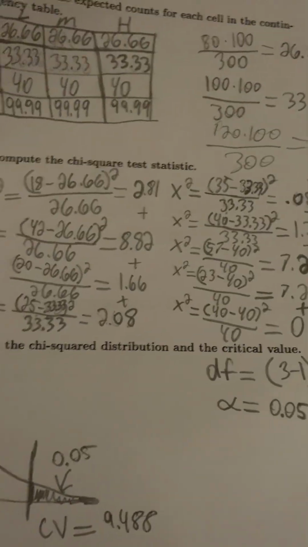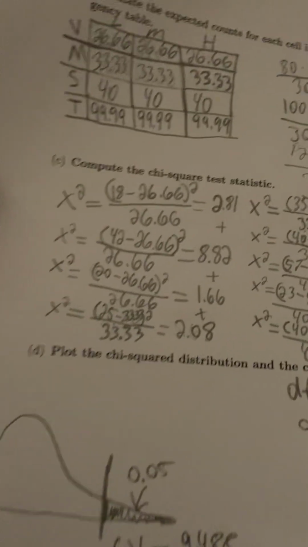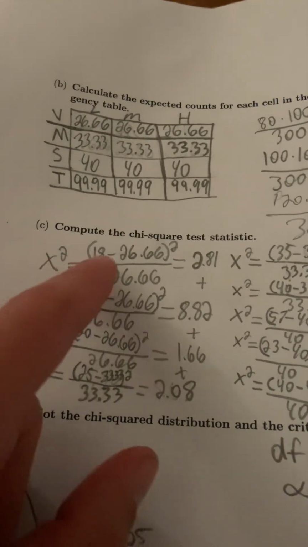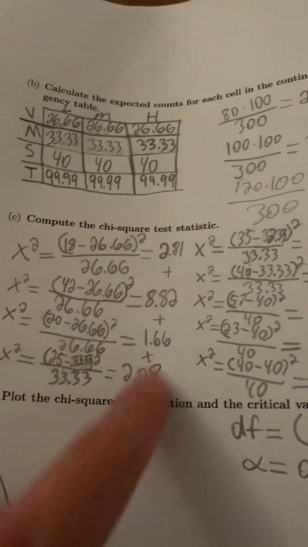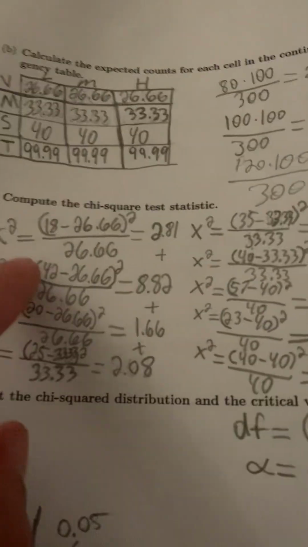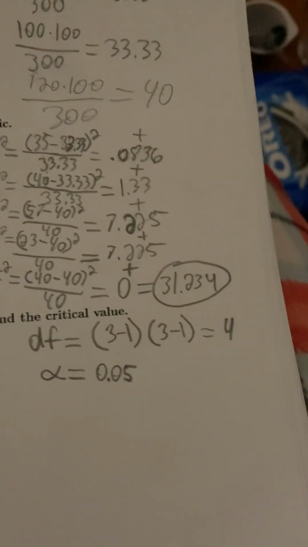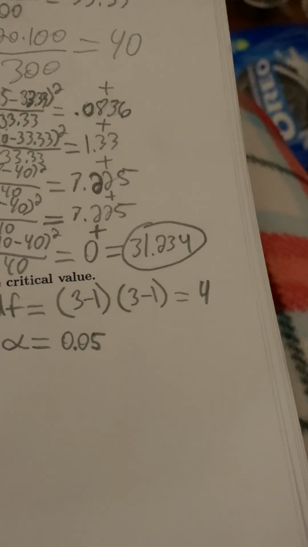Compute the chi-square test statistic. So it's the same formula as before. The observed minus expected divided by the expected. And for these, you add them all up, and you get this very tedious process. And you get your test statistic, which is 31.234.